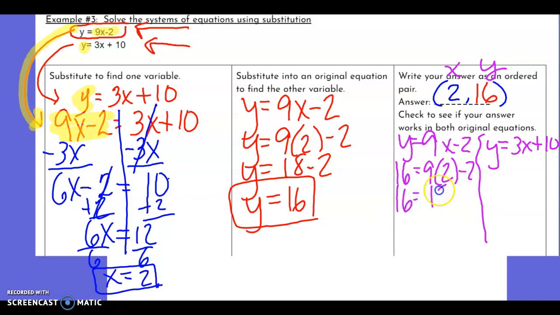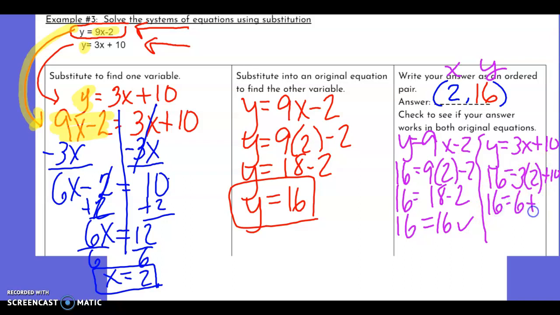Well, 9 times 2 is 18. 18 minus 2 is indeed 16. So it checks in the first equation. Let's go to the second equation. Is 16 equal to 3 times 2 plus 10? Well, 3 times 2 is 6. 6 plus 10 is indeed 16. So it checks in the second equation.